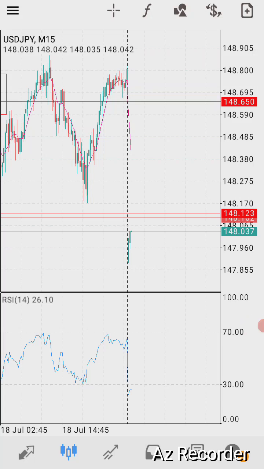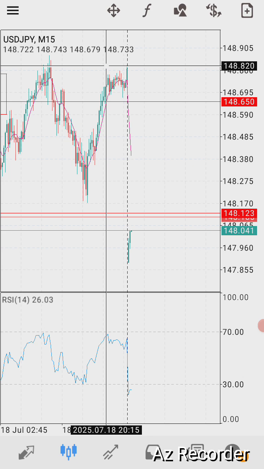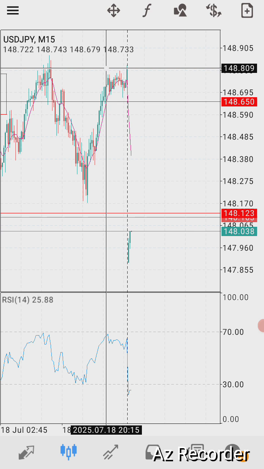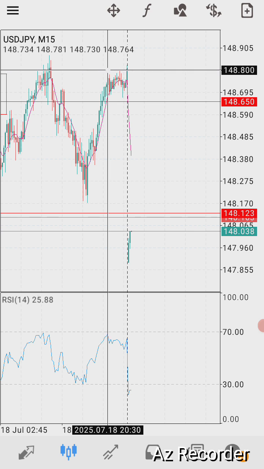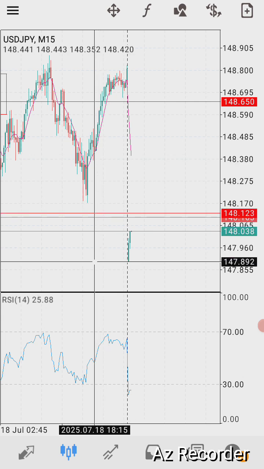Just look at this. Look at this drop. Look at the drop of price. On Friday night, price was on this 148. The close of price was 148.809. Look at the drop. Look at it. It dropped to 147.89. Just a few pips to make it 100 pips.